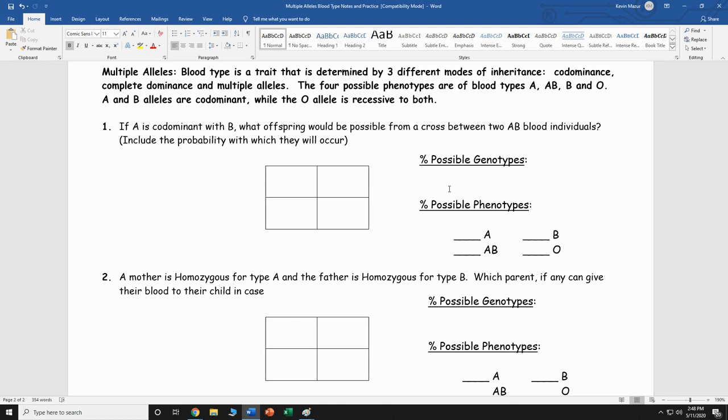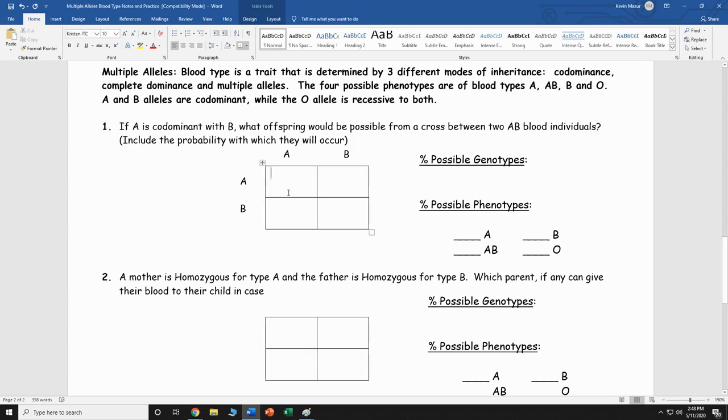All right, welcome back. Let's see how you did. So it says, if A is codominant with B, what offspring would be possible from a cross between two AB blood individuals? That means that these two AB blood individuals mated. That's what cross means. And include the probability that they're going to occur. So I have someone with type AB blood, so that's going to be an A and also a B. And over here, again, they were mated with someone that also has type AB blood, so it's going to be an A and a B.